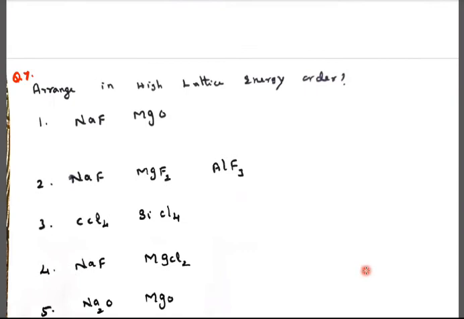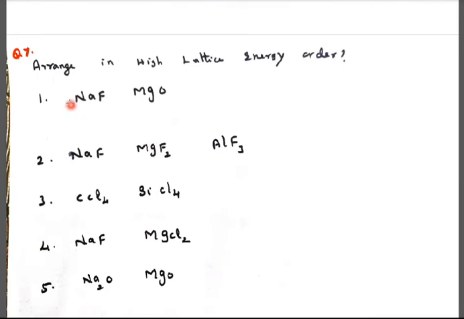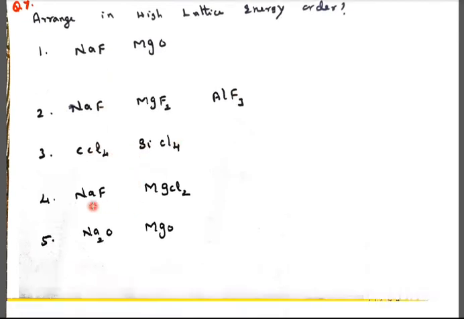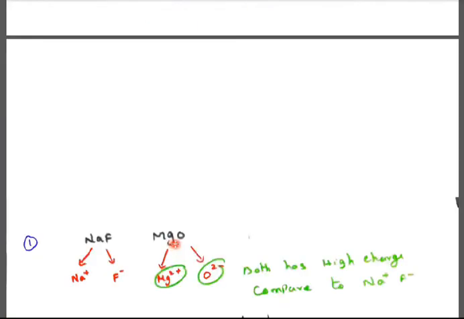Next question: arrange in the order of high lattice energy. The question is given as sodium fluoride and magnesium oxide, with different cation and different anion. Then sodium fluoride, magnesium fluoride, aluminum fluoride, where the anion is the same but the cations are different. Then carbon tetrachloride and silicon tetrachloride, where the anion is the same but the cation is different. And then sodium fluoride and magnesium chloride, and sodium oxide and magnesium oxide. So let us see the answers.